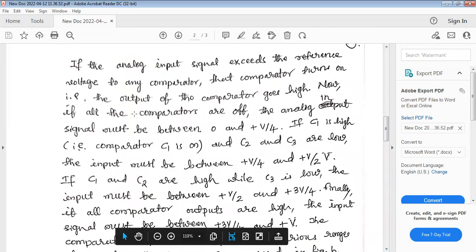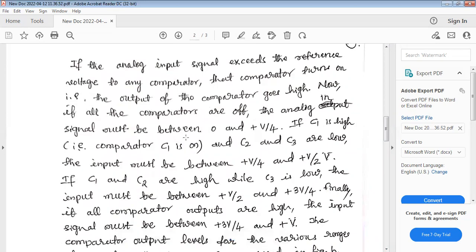So if all the comparators are off, the analog input signal must be between 0 and plus V by 4. So the input voltage is somewhere between these two, but it will be less than this V by 4. Once the input voltage is greater than this plus V by 4, then C1 starts working.